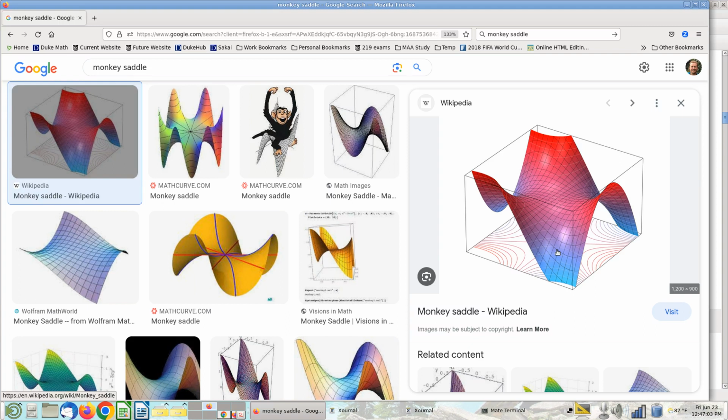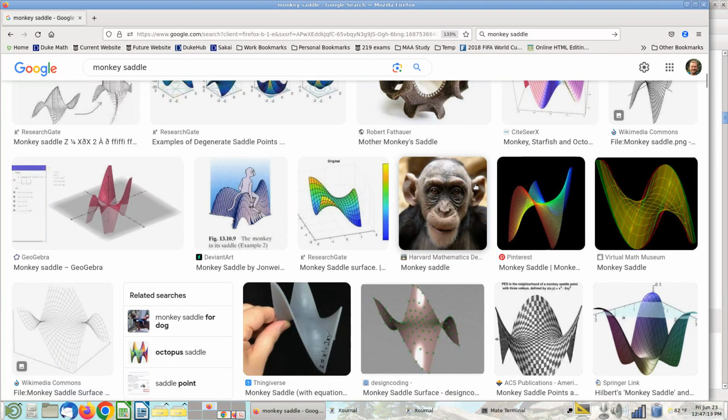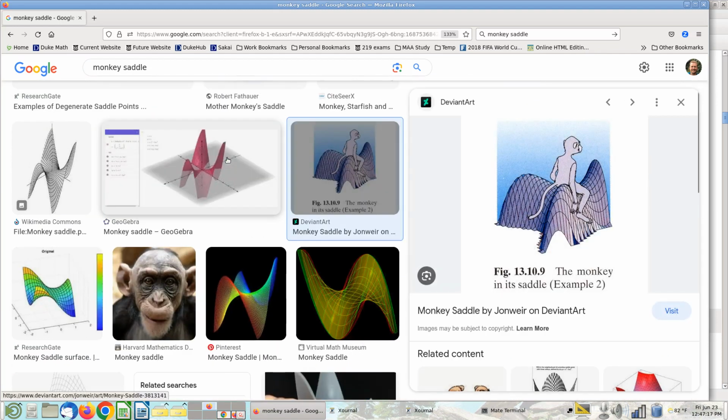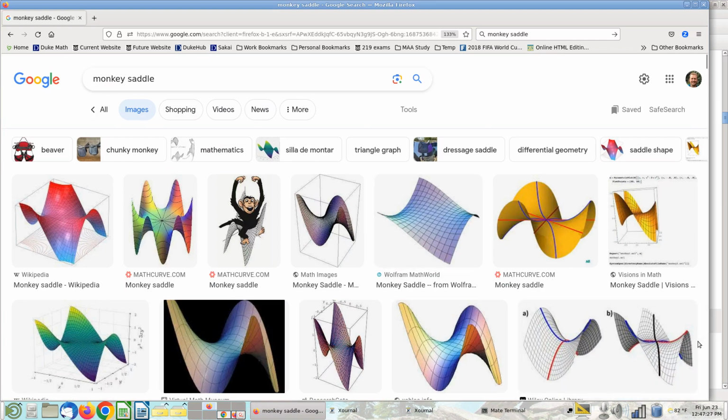We have two sort of downward directions on a saddle because we have two legs. The monkey has two legs and a tail, and there's a better picture of this. Here we go. This one here. You can see the little downward area for the monkey's tail. Isn't that adorable?